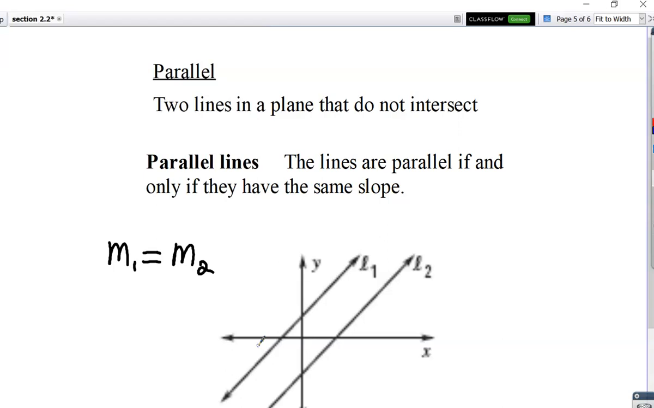So we're also going to talk about parallel lines, and the word parallel means that two lines in a plane run the same direction and they do not intersect. Two lines are parallel if and only if they have the same slope, and they do have to have a different y-intercept. So only if the slope of one line is equal to the slope of a second are they parallel.